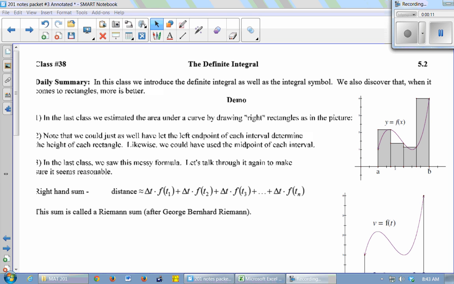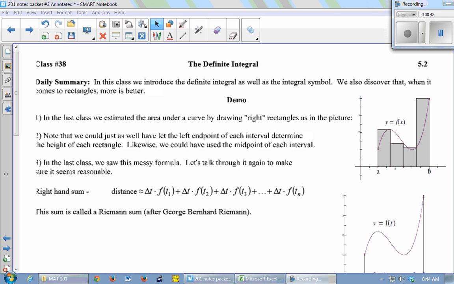So in our last class, we estimated the area under a curve by drawing right rectangles, like in this picture. So we broke the x interval from a to b up into equal pieces. We used n equal pieces in general. In this particular picture, I broke it into 4 equal pieces. And then I built a rectangle over each of those 4 little intervals, and I determined the height of the rectangle, in this particular case, using the right-hand endpoint of the interval. So you pick the right endpoint of the interval, go up to the graph, and that's going to be the height of your rectangle.